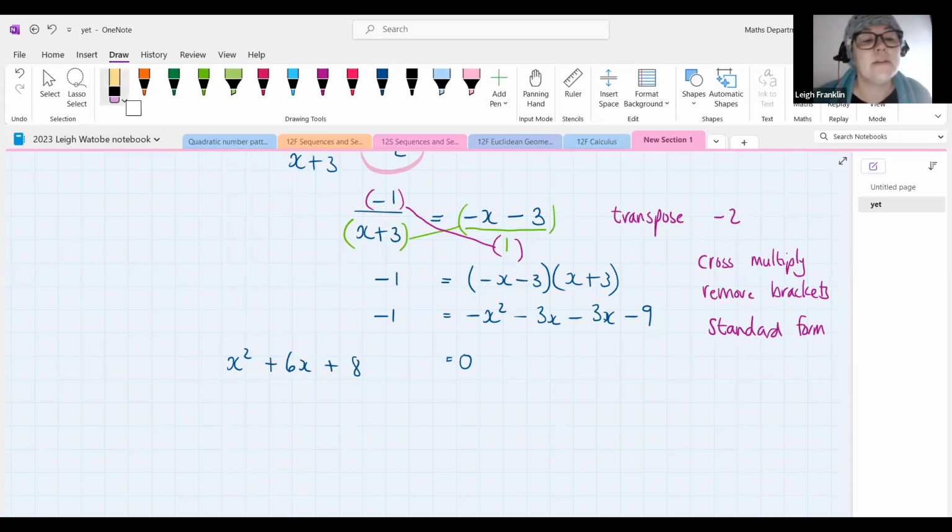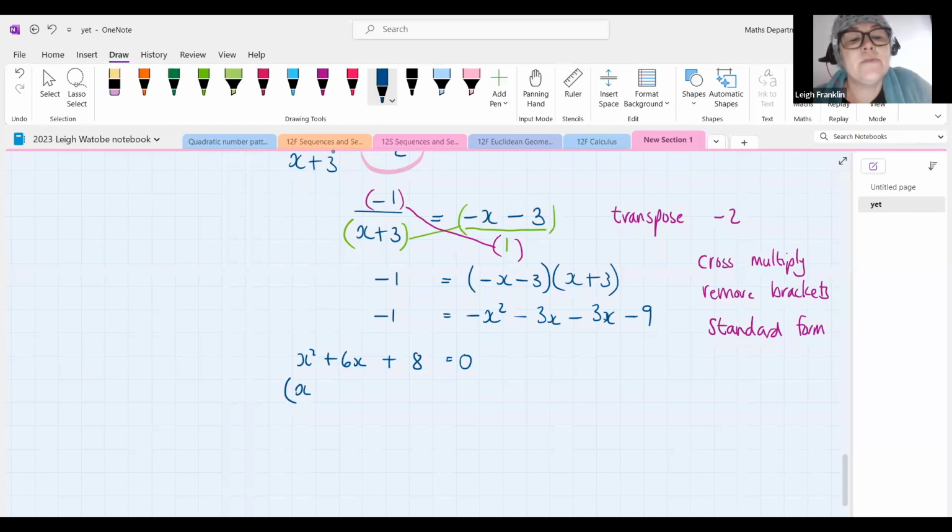Sorry, I haven't written that very nicely. Let me just move it up a little bit. So it would be x squared plus 6x plus 8. I've moved everything over to the left-hand side, collected my like terms, and got it into standard form. And now it's the same story as always. After you've removed brackets and got it into standard form, we've got to factorize. So this would give us x plus 4 times x plus 2.